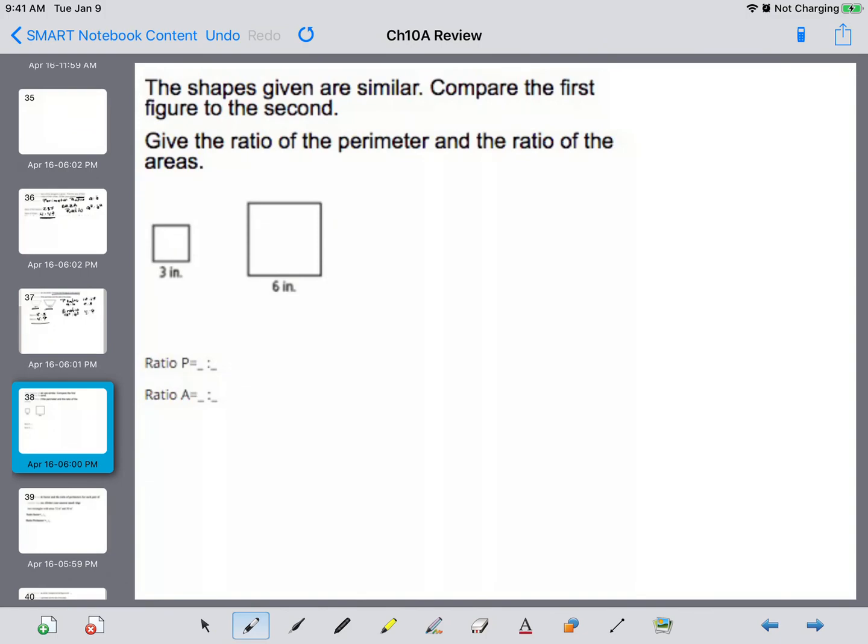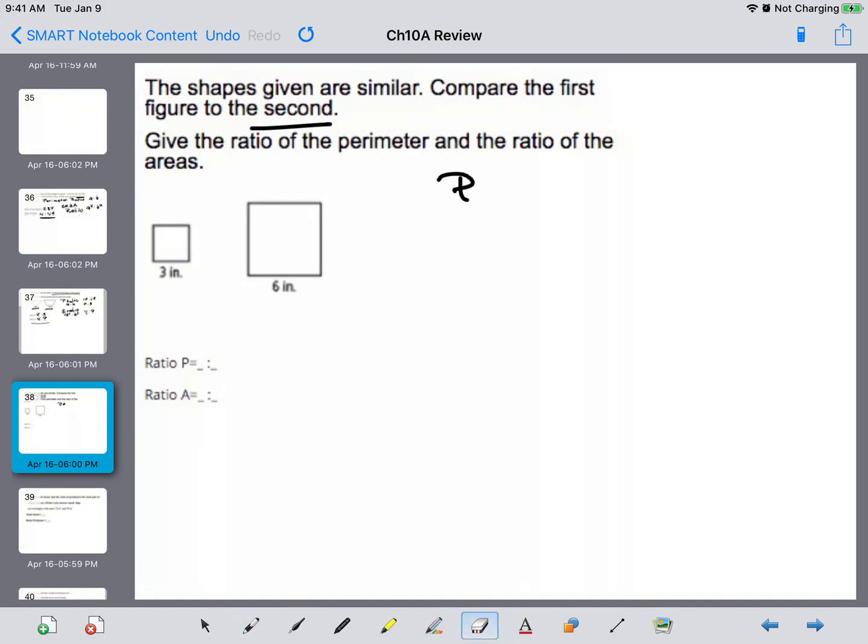Now, the shapes given are similar. Compare the first figure to the second. You have to read these problems. Order matters. Give the ratio of the perimeter and the ratio of the areas. Well, perimeter, remember, is the same as scale factor. So I should probably not do it that way.